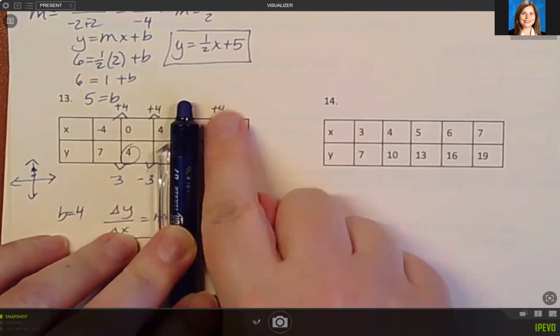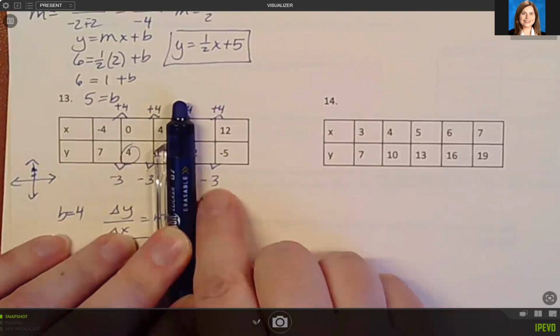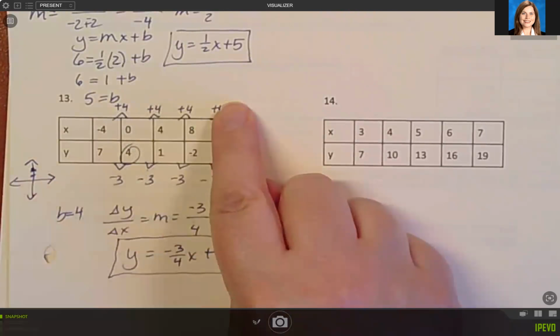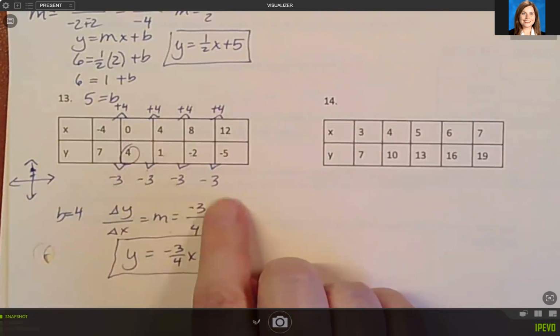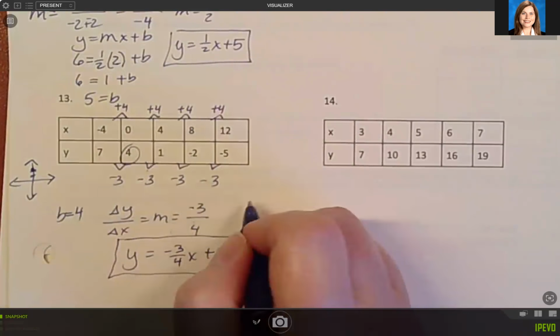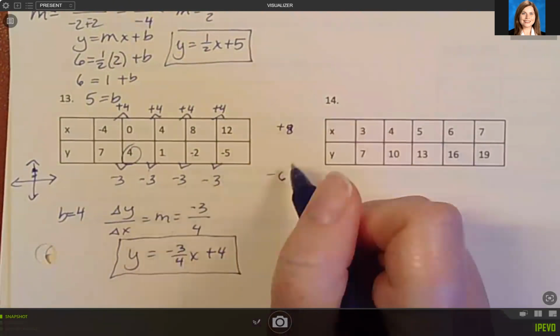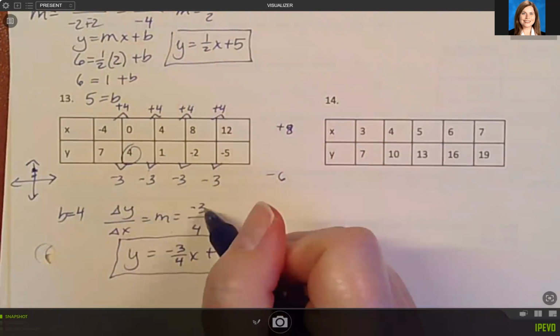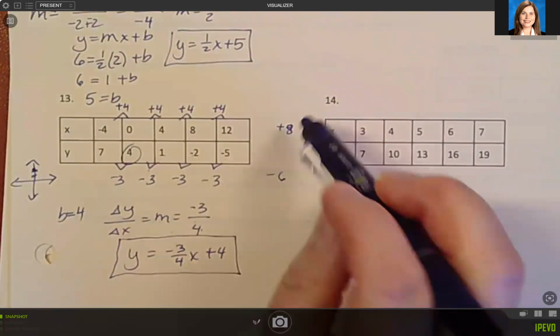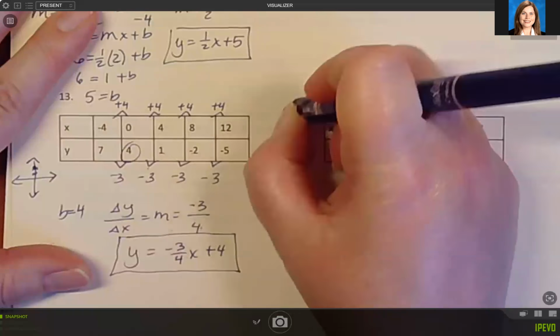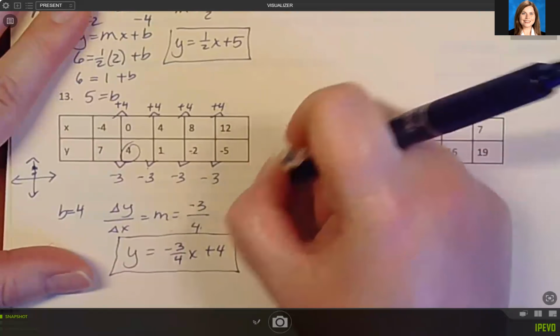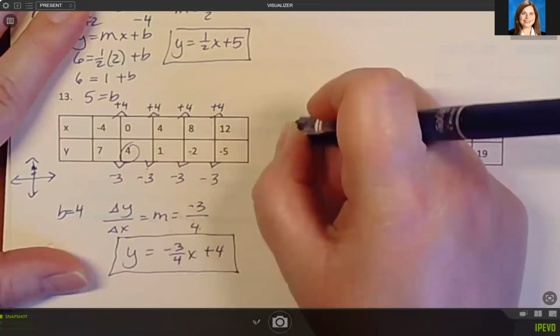Change in y over change in x, rise over run. So -3 over +8, or excuse me, if we had a -6 here, it would be -6 over +8. Rise over run would still simplify to -3/4. So as long as you're looking for that proportionality, you can still use the table to help you find the slope of the line.